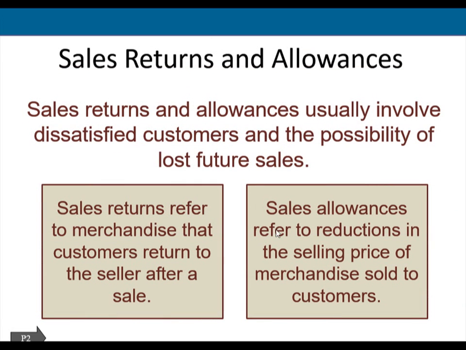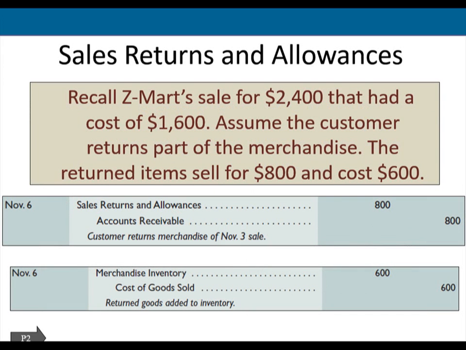Sales returns and allowances are recorded for merchandise that is returned or discounted because of defects. Here are the journal entries. Z-Mart sold merchandise for $2,400 that cost $1,600. If a customer returns $800 of that merchandise that had a cost to Z-Mart of $600, these journal entries would have to be recorded. Debit sales returns and allowances for the sale price, the $800, and credit accounts receivable.